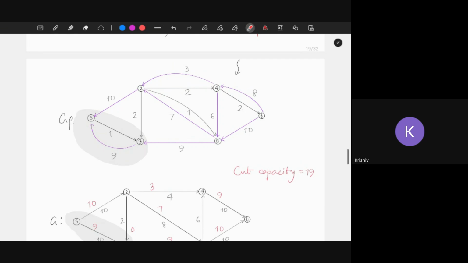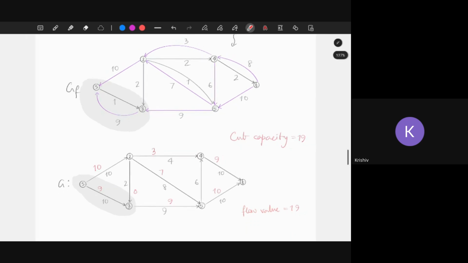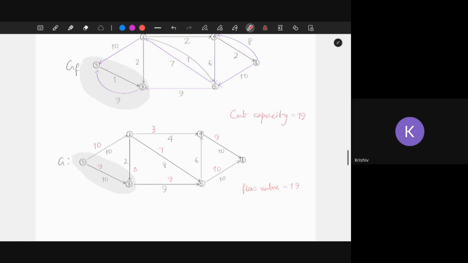But you repeat the process on the residual network. It's not the original network, it's the residual one, where you have back edges for whatever flow you had in the previous graph. So here you can see the cut capacity is 19, and the flow value is 19. Yeah, it is an optimal one. You have reached the cut.